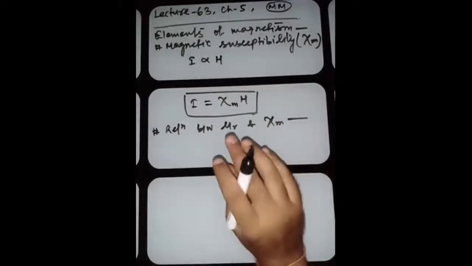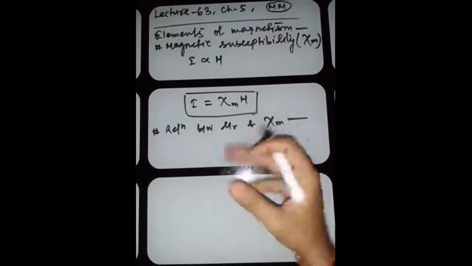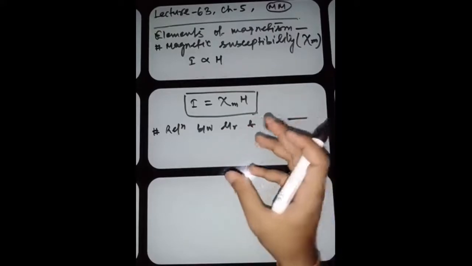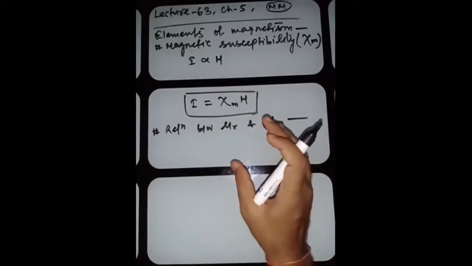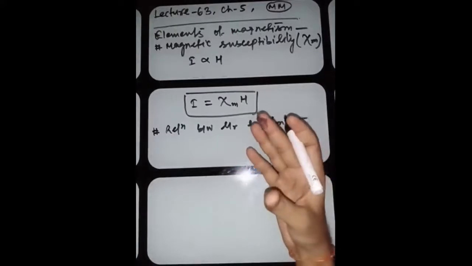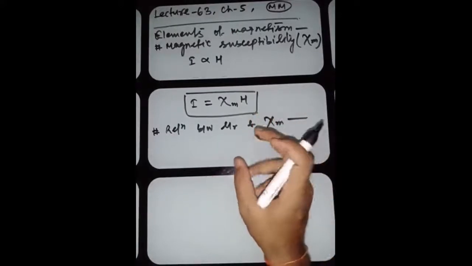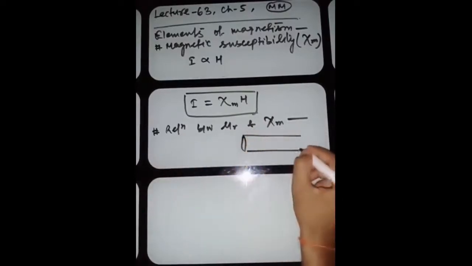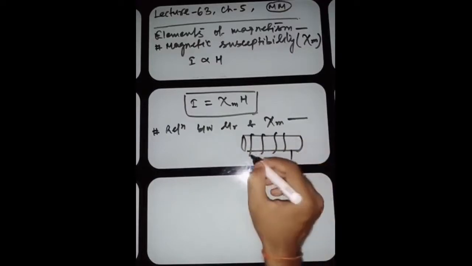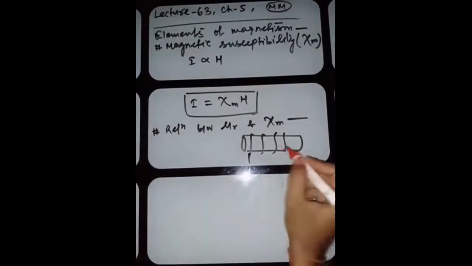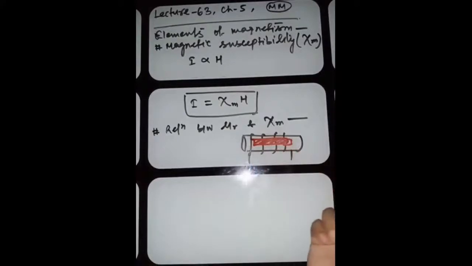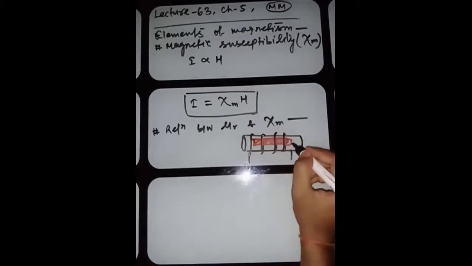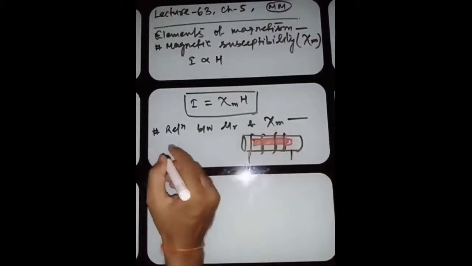When a substance is placed in a magnetizing field, it becomes magnetized, like a magnetic substance. The total magnetic flux density within the substance will be the flux density that would have been produced by the magnetizing field in vacuum, plus the flux density due to the magnetization of the substance. Suppose we have a solenoid and we put a magnetic substance like soft iron inside it. What will happen? It will start magnetizing.